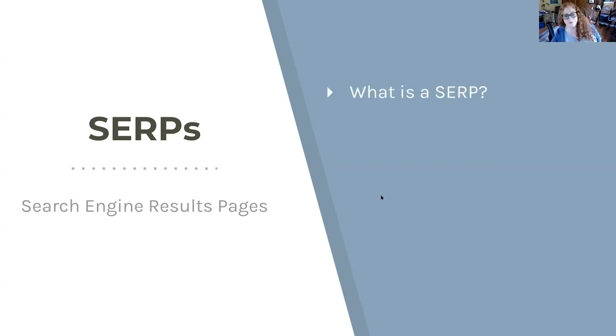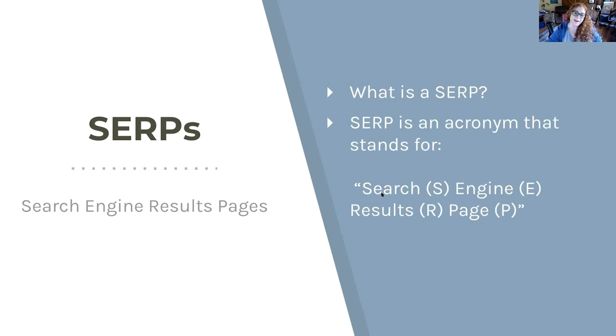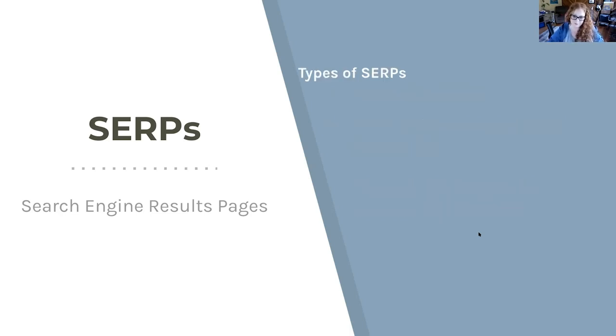So what is a SERP? It's the information you get back when you put a query into Google. And the query is your keyword string, whatever you're searching for. So SERP stands for search engine results pages. It is one of the things we often talk about. So there are so many different types of SERPs now.